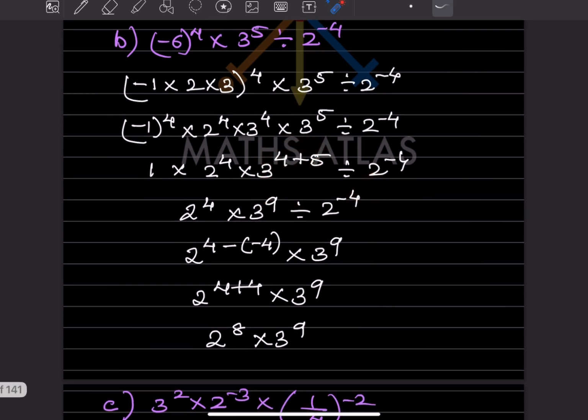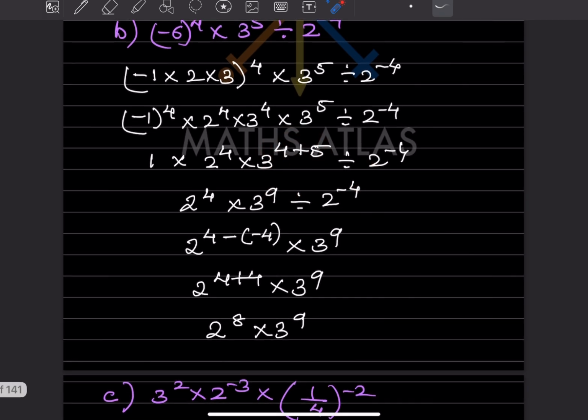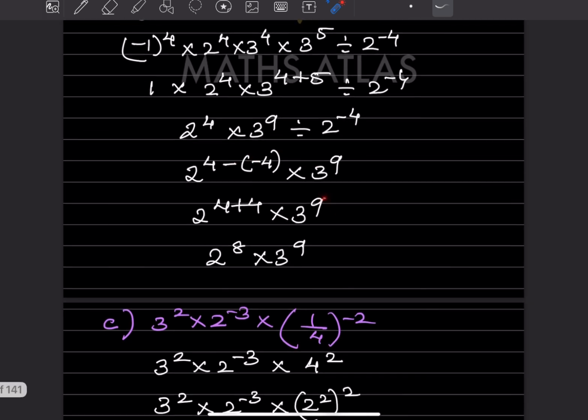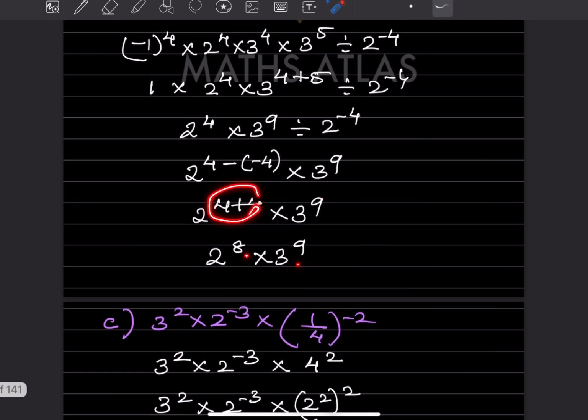This is the same. Now again what we can see here, this and this, the base is the same, but this is 2 raised to 4 divided by 2 raised to minus 4. So you know the other rule, that is a raised to m divided by a raised to n, that is going to be a raised to m minus n. So 4 minus minus 4, bracket is very important, and this will keep as it is. So minus is going to be plus. So this will be 2 raised to 8 into 3 raised to 9.